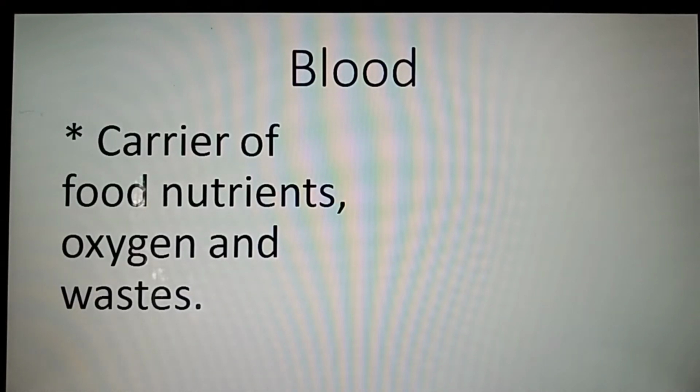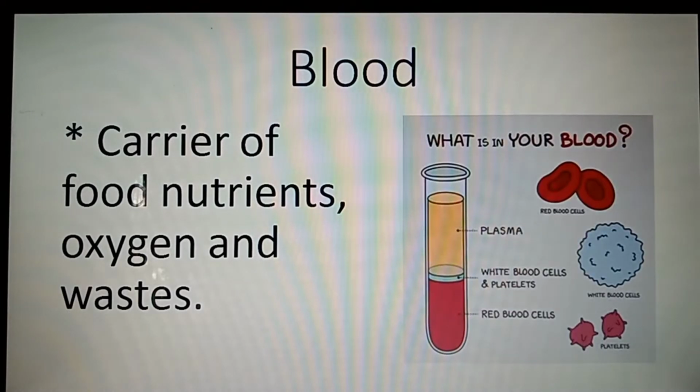So, ang trabaho ng dugo is the carrier of food nutrients, oxygen, and waste. Siya yung nagdadala, children, ng food nutrients na galing sa digestive system, oxygen coming from the respiratory system, and waste coming from your body cells. Now, what is in your blood? Okay, your blood, grade 6, contains plasma. It also contains 3 blood cells, namely the red blood cells, the white blood cells, and of course, the platelets.